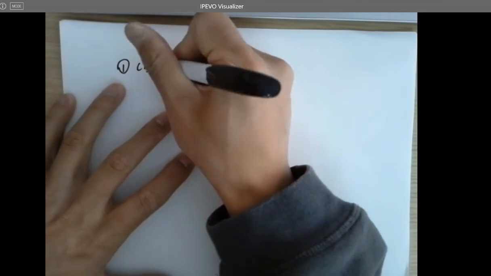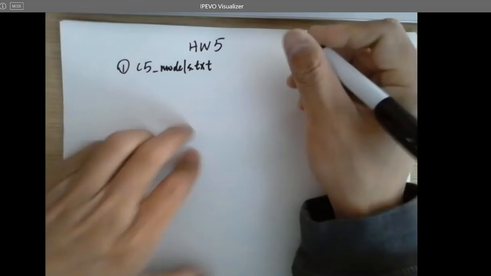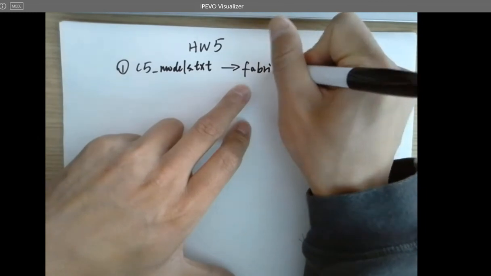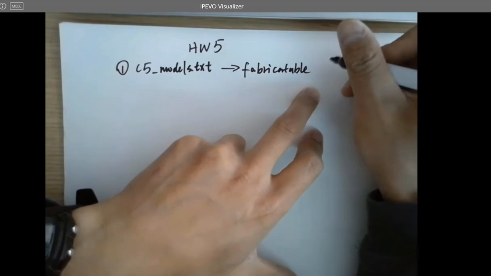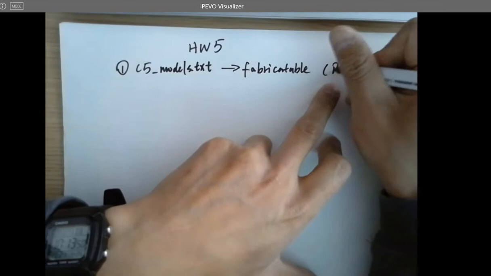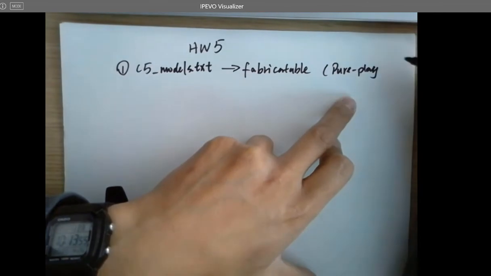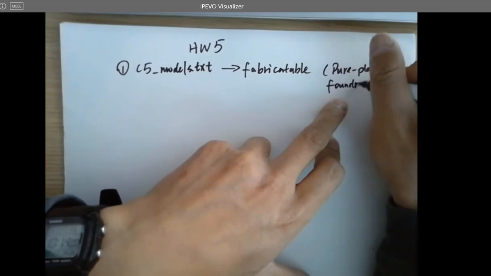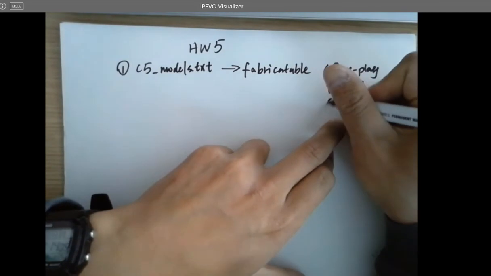C5_models.txt. So this one is fabricatable. There's a company, it's a foundry, a pure play foundry. I'm going to explain this to you maybe on Wednesday. It's a pure play foundry called Global Foundries.